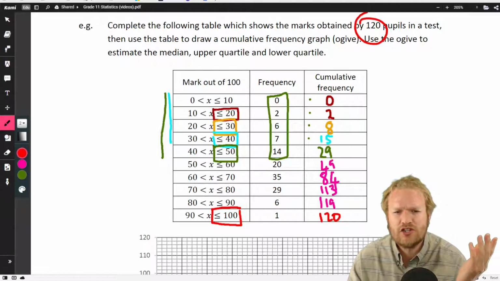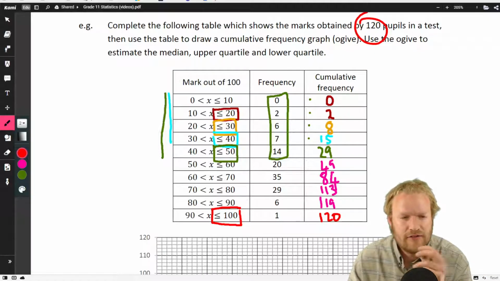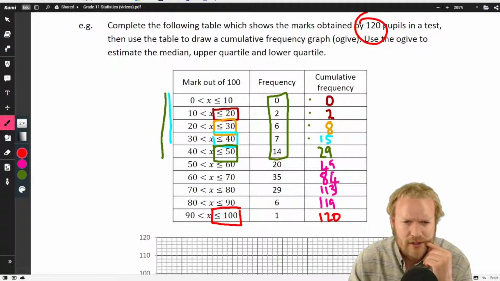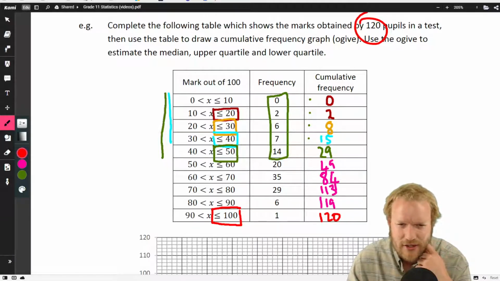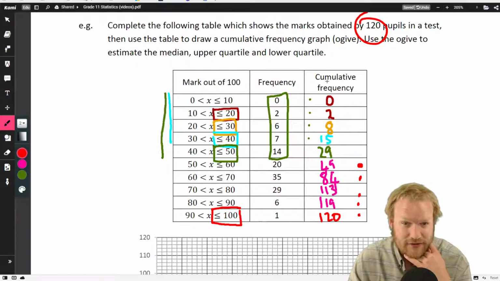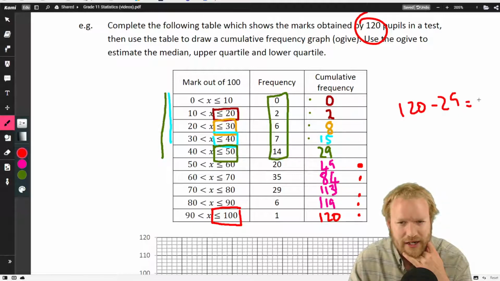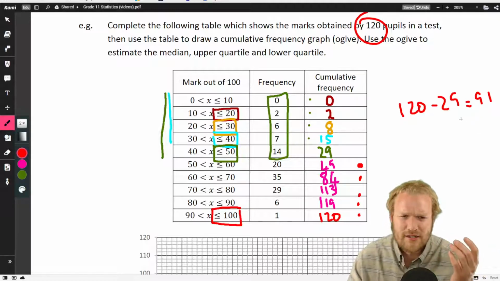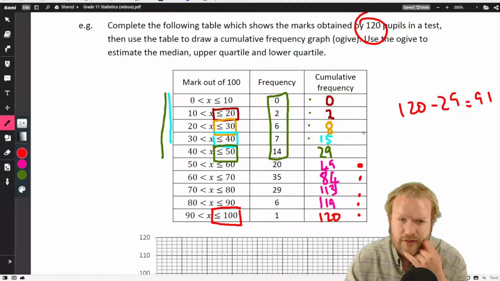How many people got greater than 50? Well, it's all of these people. So greater than 50, they must have got this one, this one, this one, this one, this one. So 29 people got less than or equal to 50. So therefore, 120 minus 29 gives you 91. So 91 pupils must have got greater than 50.